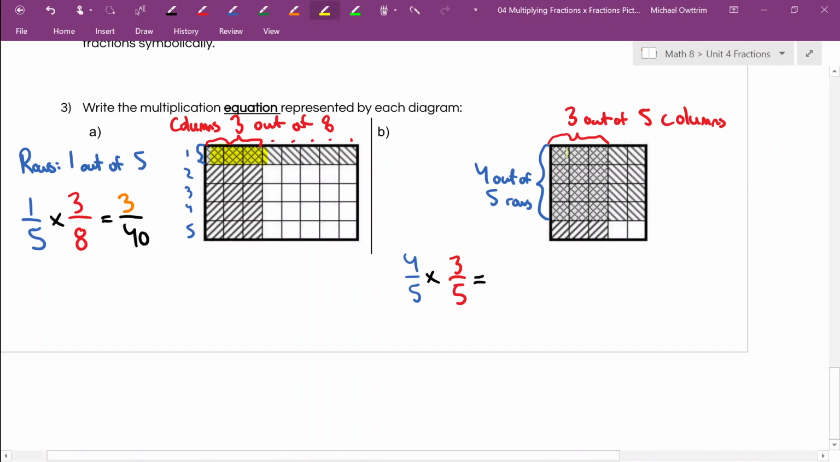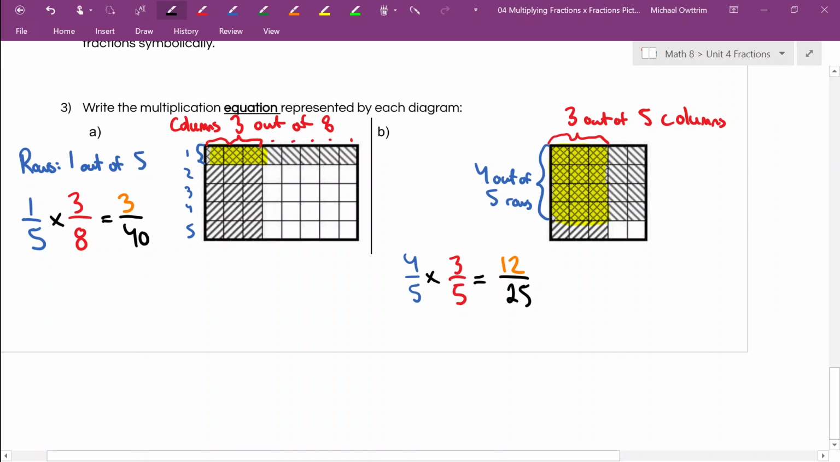My solution is going to be the overlap, so it's 1, 2, 3, 4, 5, 6, 7, 8, 9, 10, 11, 12. And this is a 5 by 5 rectangle, so it's 25 on the bottom. So again, just thinking about your rows and columns to figure out your fractions. How many out of how many for your rows? How many columns out of what total columns for your other fraction?